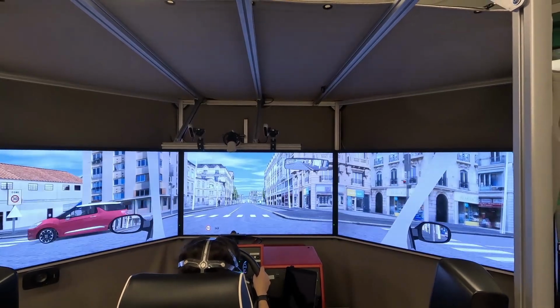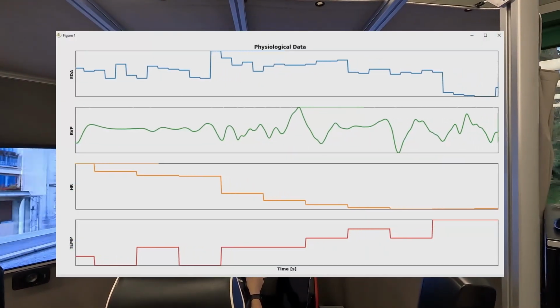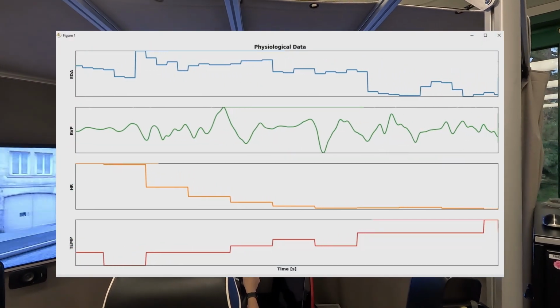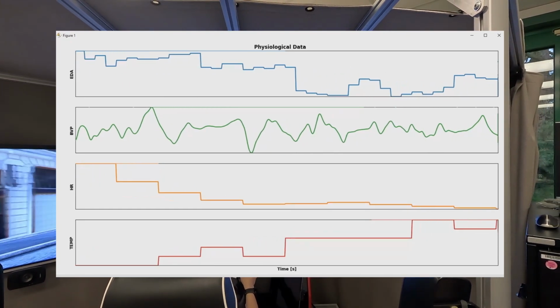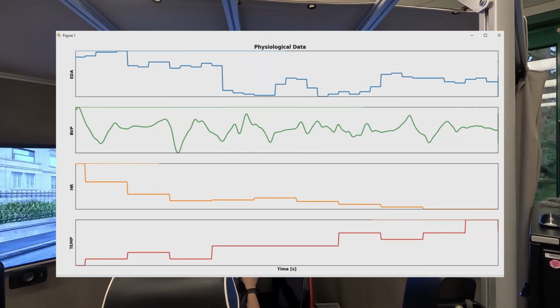The body speaks volumes. Our wristband measures physiological data, from heart rate to skin conductance, highlighting the driver's physical and emotional state.